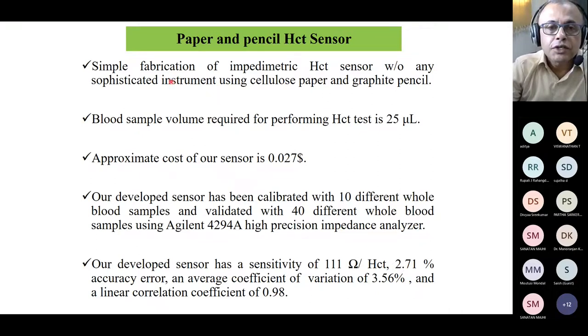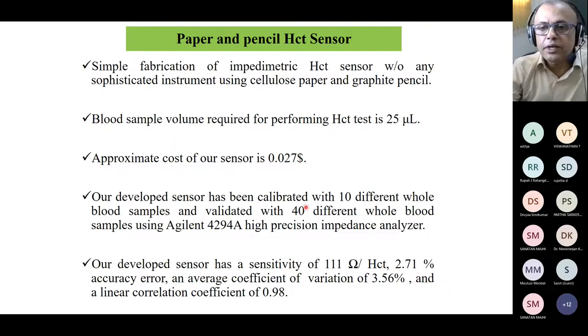So here, a simple fabrication of an implementable hematocrit sensor, with different instrumentation, has been developed using a cellulose paper and graphite pencil. The volume of the sample is only 25 microliter. You can understand, compared to the conventional meter, this volume requirement is very, very small, and cost also we have determined, which is very less.